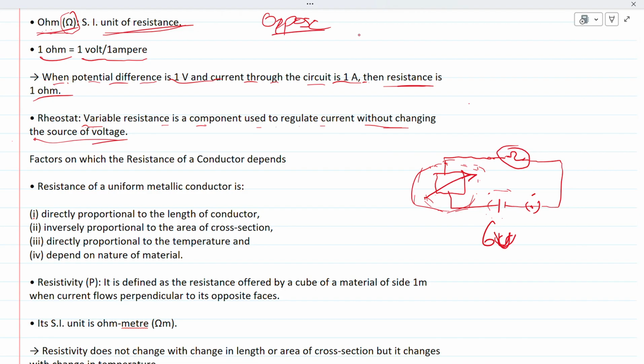In the next video we will discuss the factors on which the resistance of a conductor depends.